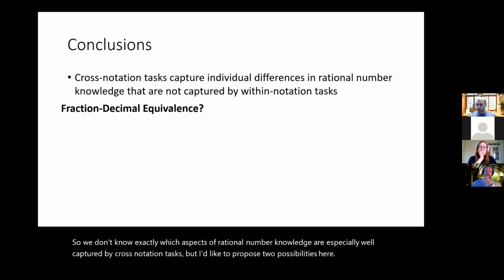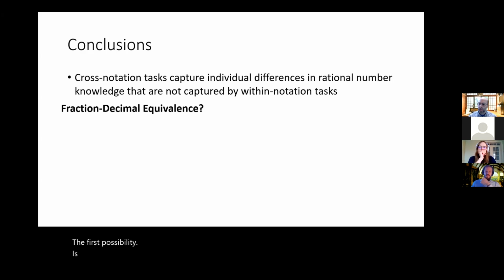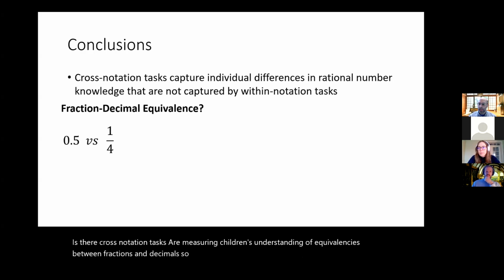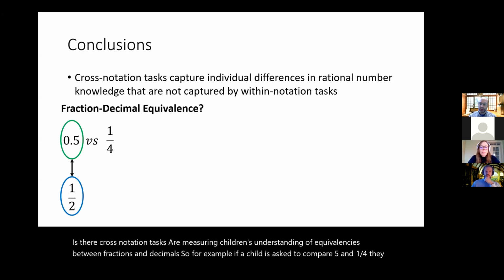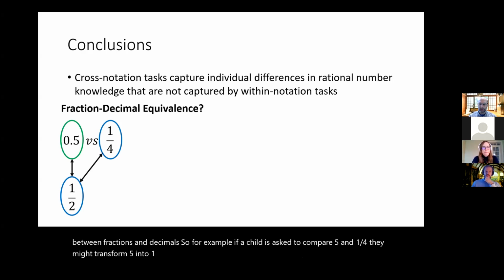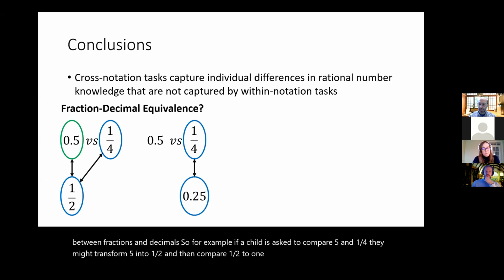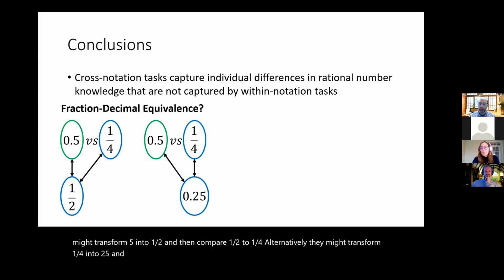The first possibility is that cross-notation tasks are measuring children's understanding of equivalencies between fractions and decimals. So for example, if a child is asked to compare 0.5 and 1/4, they might transform 0.5 into 1/2 and then compare 1/2 to 1/4. Alternatively, they might transform 1/4 into 0.25 and then compare 0.5 and 0.25. But in either case, the child would be relying on their ability to translate between fractions and decimals, and the task would be in part assessing that ability.